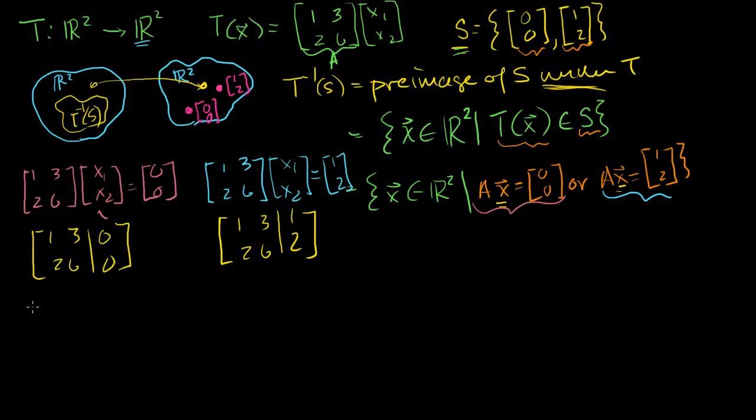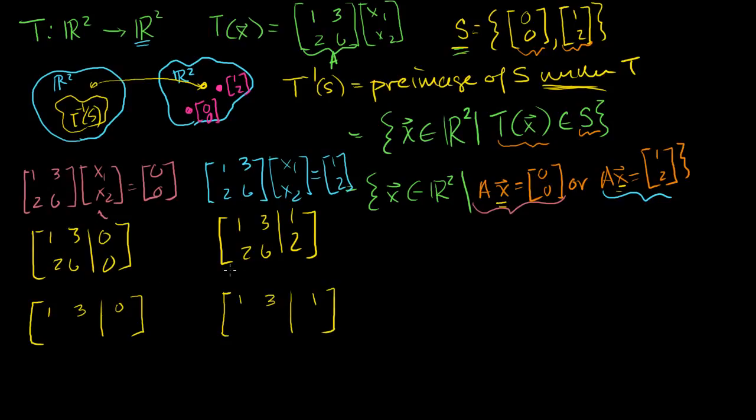So what do we get? Our first row stays the same, 1, 3, 0. Let me do them simultaneously. Let me solve these systems in parallel. So my first row stays the same, 1, 3, 1.